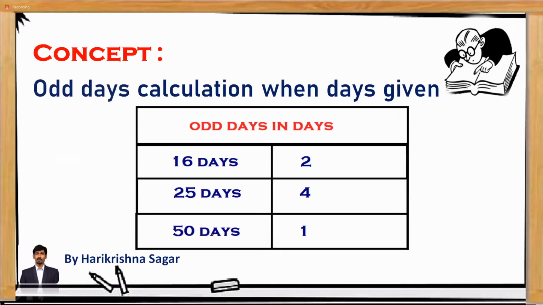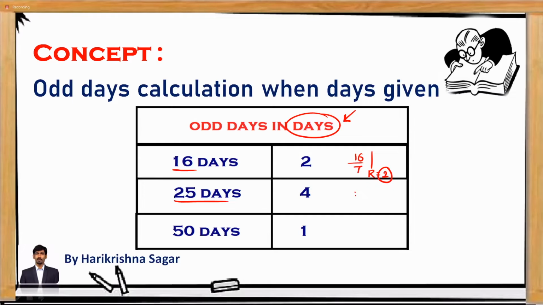So we'll try to understand some more examples related to this. When you are solving a question related to days, for any specific number of days, say 16 days are there. What is the number of odd days? You can simply go with 16 by 7. We are left with a remainder of 2. So the number of odd days is 2.